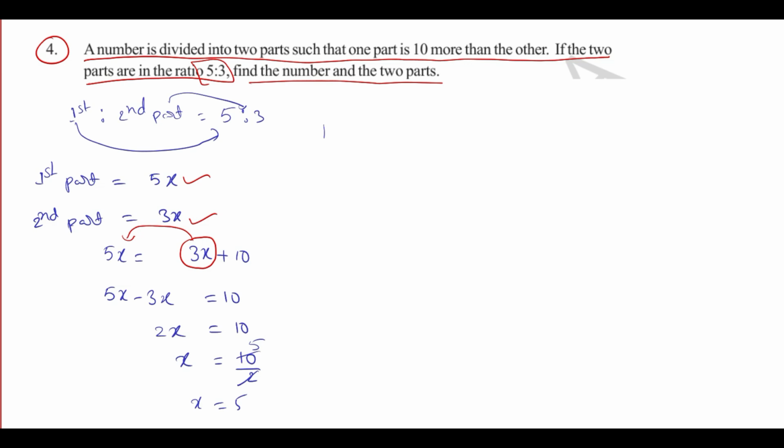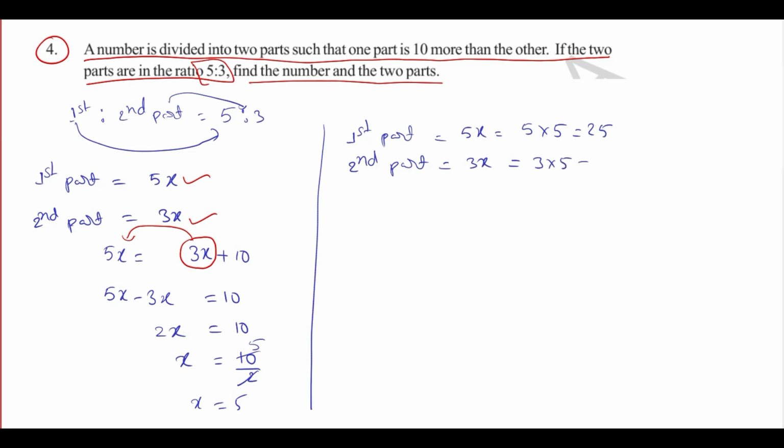But what we are asked to find are the two parts and the number. So let me find the first part. What is the first part that we got? That is 5x. 5x means 5 into 5, that is 25. And the second part we assumed as 3x, that is 3 into 5, which is 15.